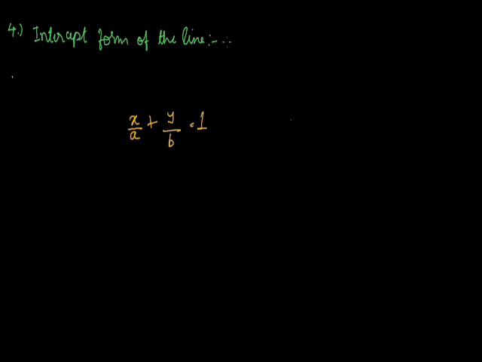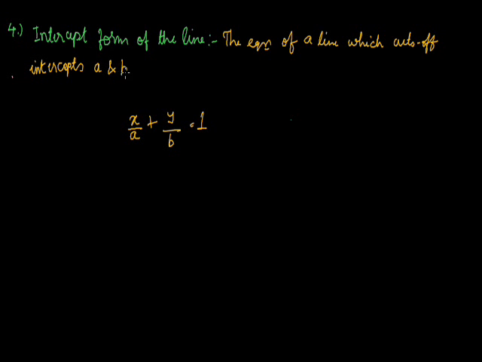Let me repeat one more time and write it down. The equation of a line which cuts off intercepts A and B respectively on x-axis and y-axis is x upon A plus y upon B. So now we are going to derive this intercept form of the line.